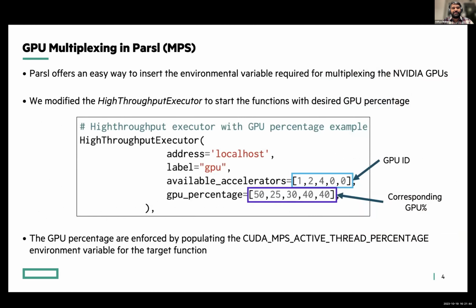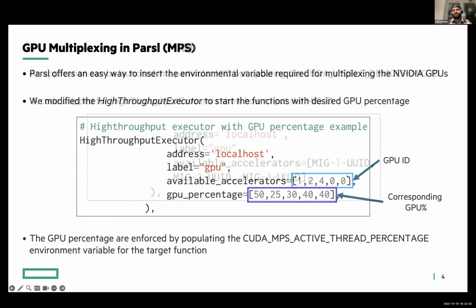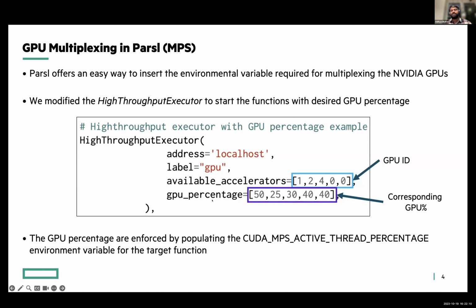Now, in this project we haven't really worked beyond a single GPU. What we did was we took Parsl and modified the high throughput executor in Parsl, so we can define which GPU we want to use with the GPU ID. That is an already present option, and the added option is what GPU percentage you want to use on each of those GPUs.